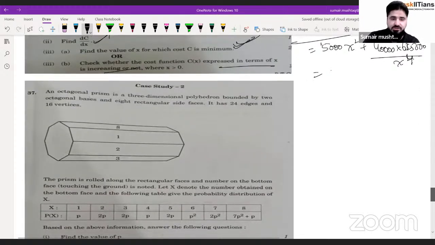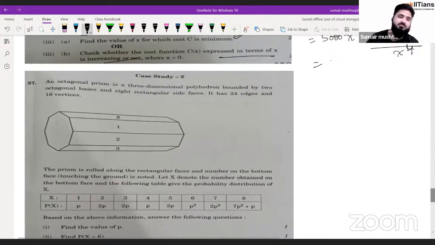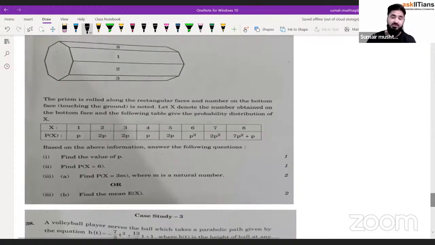Now see the next question. This is an octagon prism. I think this is a simple question. Now what is given? You need to find the value of p. First of all, how to find the value of p? We know the summation of all these things is equal to 1, isn't it? So I will add up all these things and put it equal to 1. From there I will get the value of p as 1 by 10.